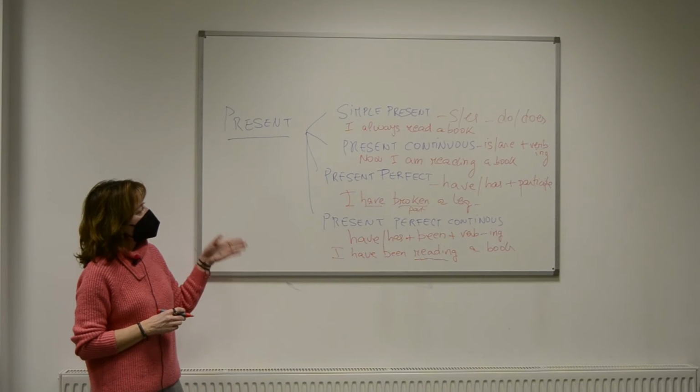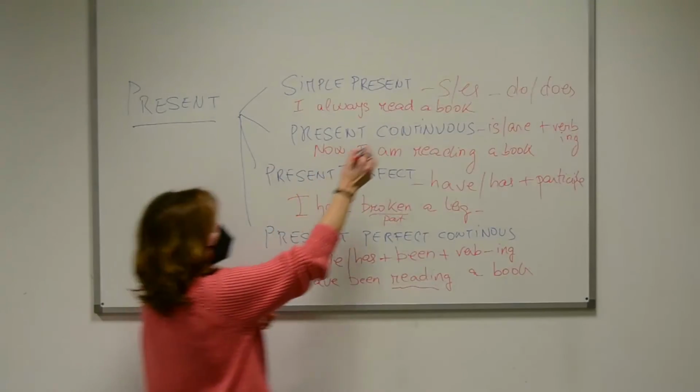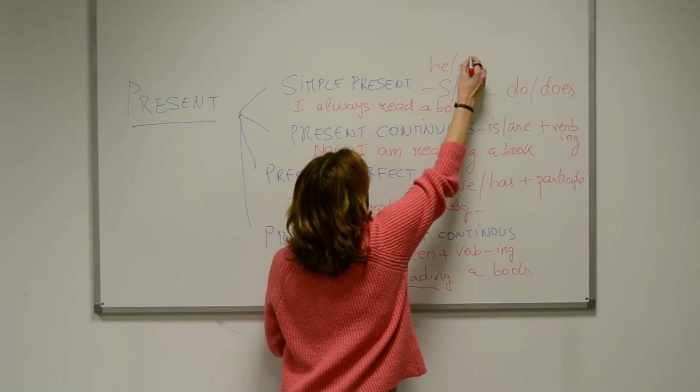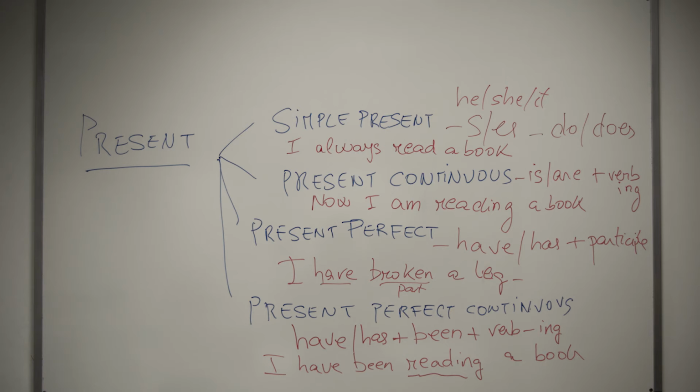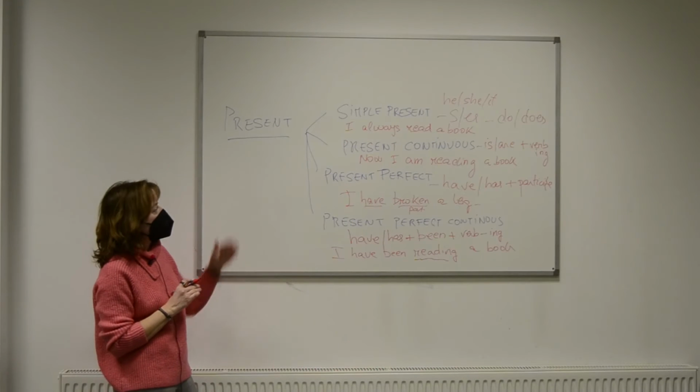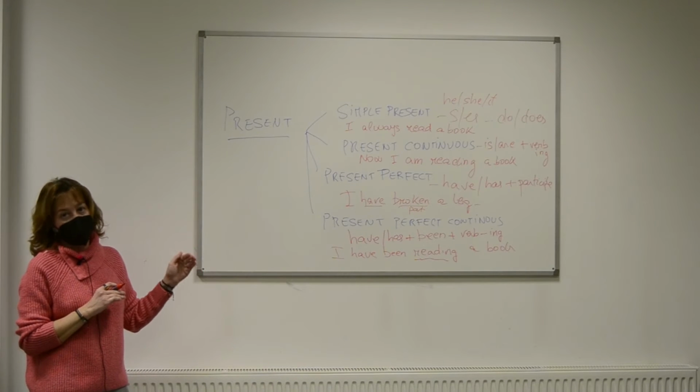Simple present, it refers to habitual actions, E or S. This E or S is added to he, she, or it only. Do or does in negative sentences or questions. Present continuous, something happening at the moment. Present perfect, consequence in the present. And present perfect continuous, a durative action in the present. It should be the most important ways of indicating present time in English.